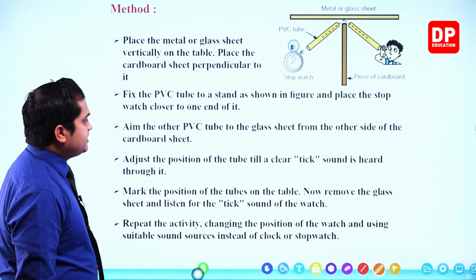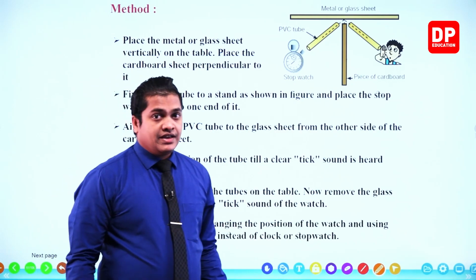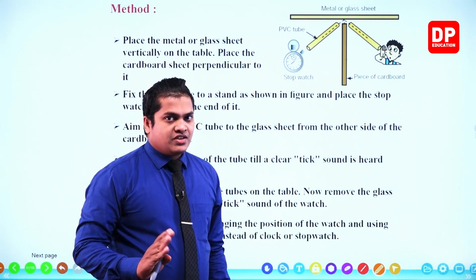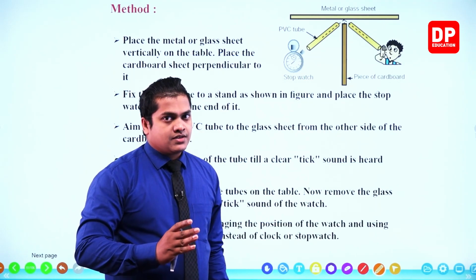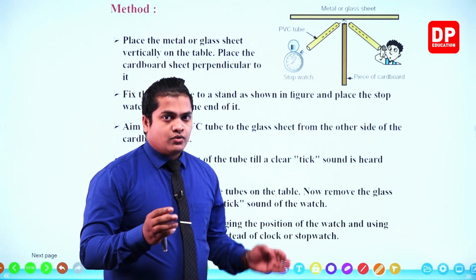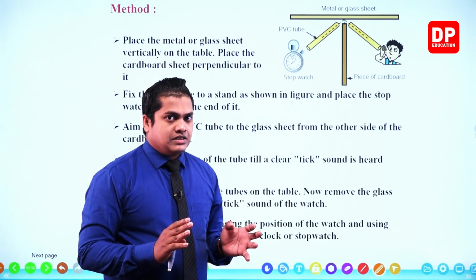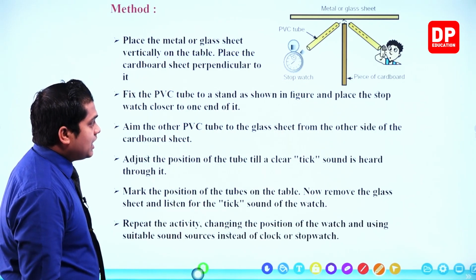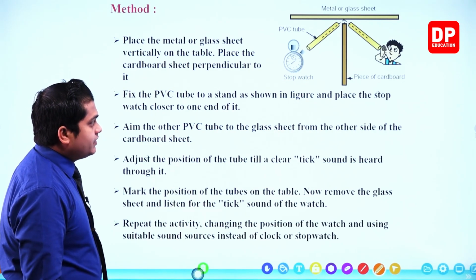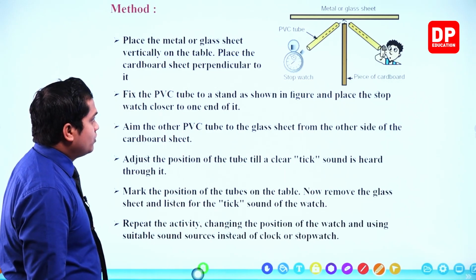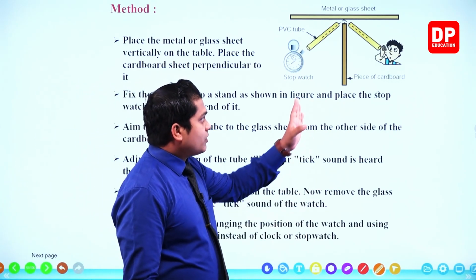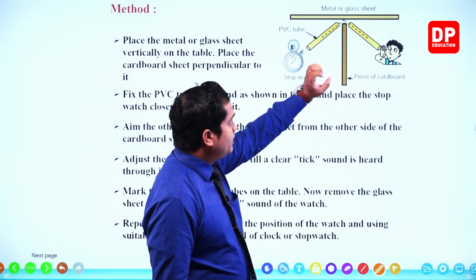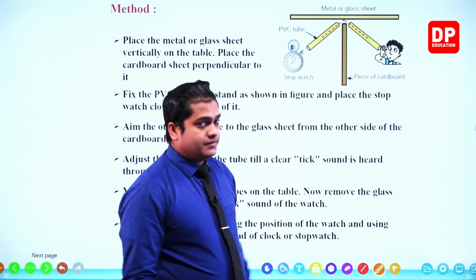Aim the other PVC tube. Now in here, you'll be needing two PVC tubes, my dear children. You can take the same PVC tube and cut it into two parts, or else you can find two different pieces of PVC. Then what you have to do is aim the other PVC tube to the glass sheet from the other side of the cardboard sheet. From the other side of the cardboard sheet, you have to direct the PVC tube near that hole over there.